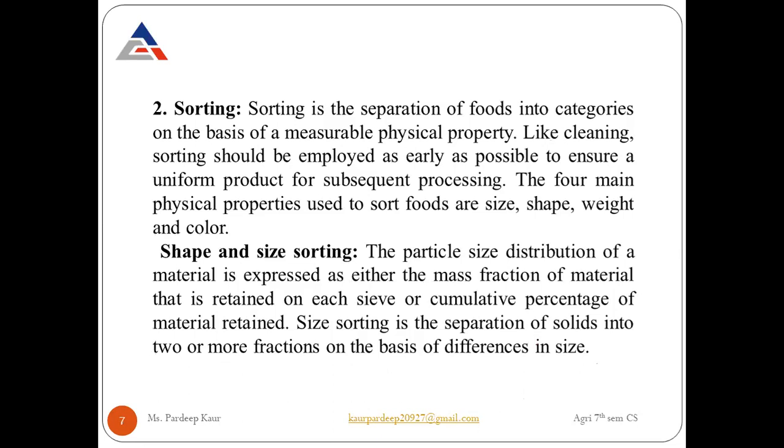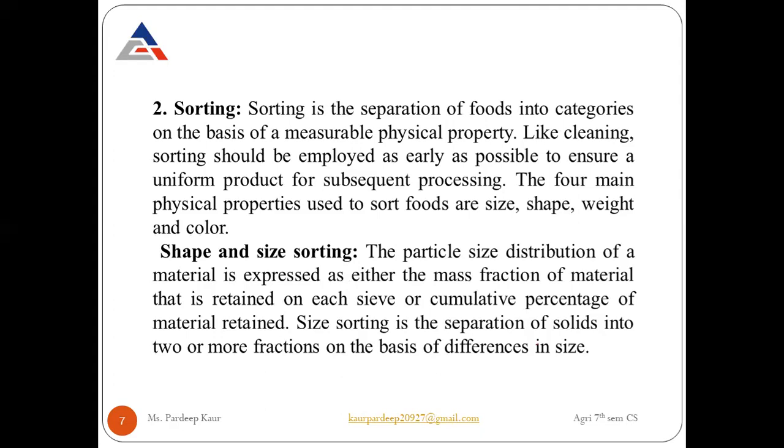The second procedure or second step, after cleaning, is sorting. So after cleaning the produce, the next step is sorting. So what is sorting? Sorting is the separation of food into categories on the basis of a measurable physical property. So in sorting, we separate the food products into different categories on the basis of their physical properties.